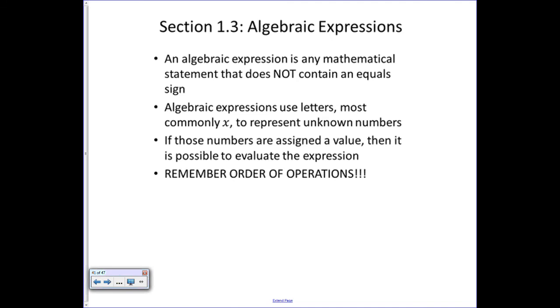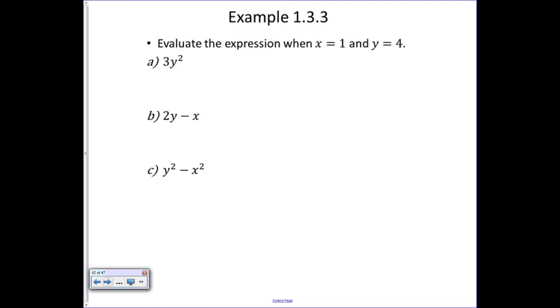So for example, we want to evaluate the expressions whenever x is equal to 1 and y is equal to 4. So what we have here is 3y squared. We can then take 3y squared, and what we're going to do is replace y with 4. We're just going to take out the letter and replace it with parentheses. And then we're just going to plug in that number that we want it to be. So we want y to be 4.